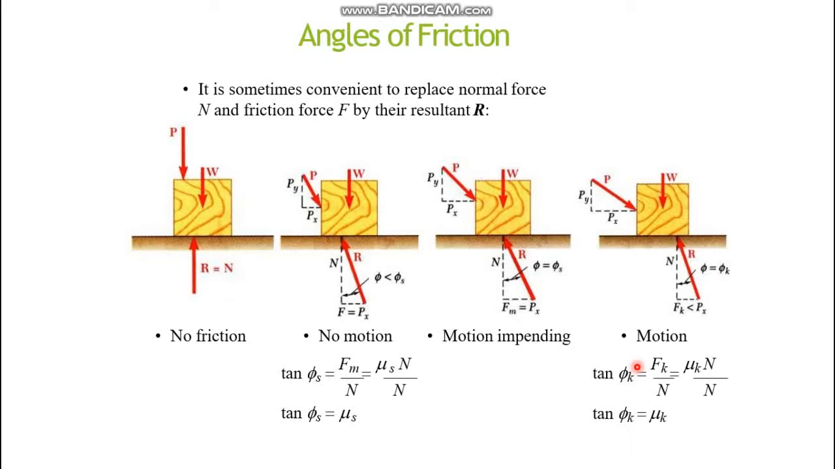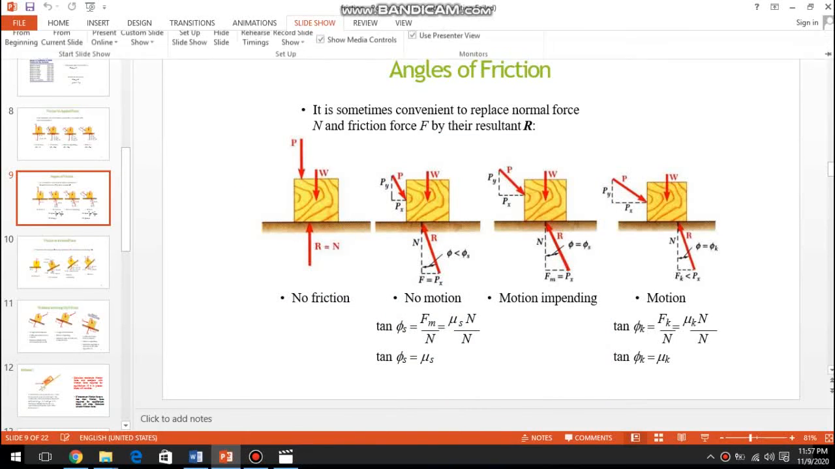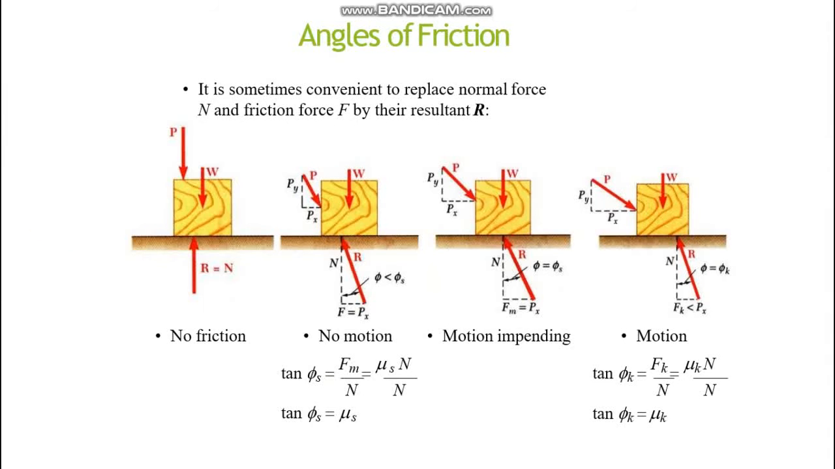Now what is the angle of friction? It is sometimes convenient to replace the normal force N and the frictional force F by their resultant R.